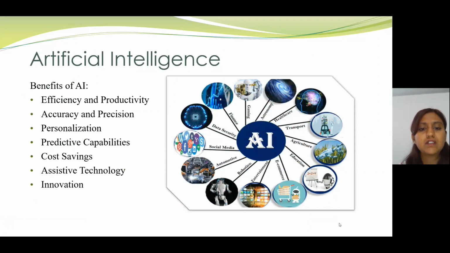And predictive capabilities: it can analyze patterns in data to make predictions about future events and behaviors, which can include decision making. Cost savings also come into play, because it saves money by reducing the need for human labor and resources. And innovation: it can help drive innovation in many fields such as healthcare, transportation, finance, and provide new ways of processing and analyzing data.